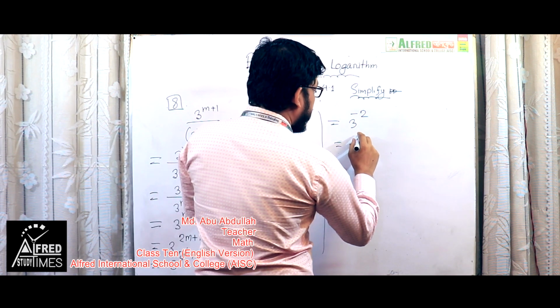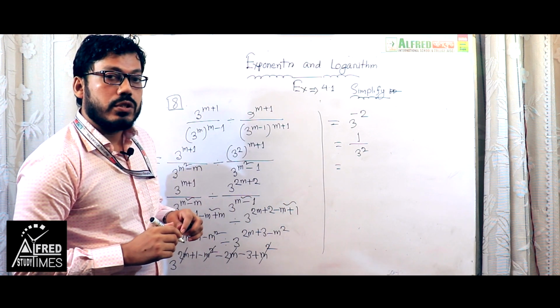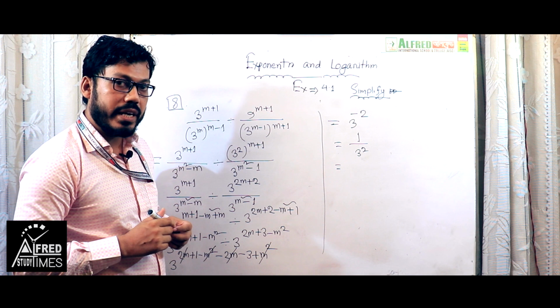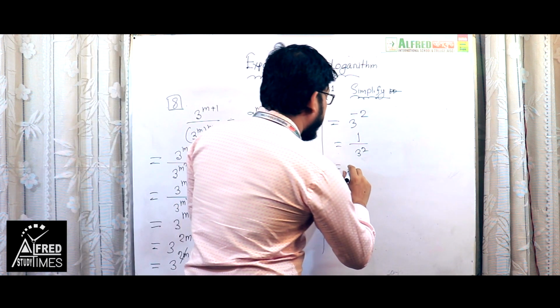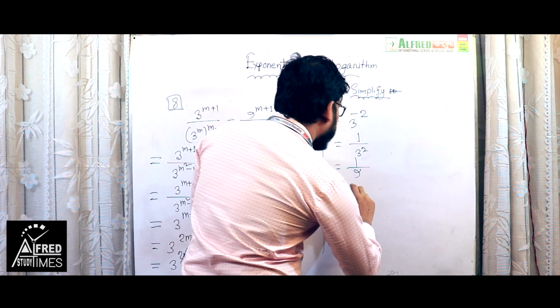That can be expressed as 1 by 3 square by following the rule of exponents, which has been given at the beginning of the class. We have already informed. So 1 by 9 is the required value of the math.